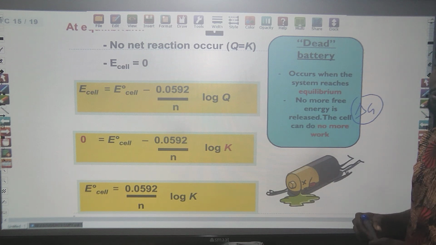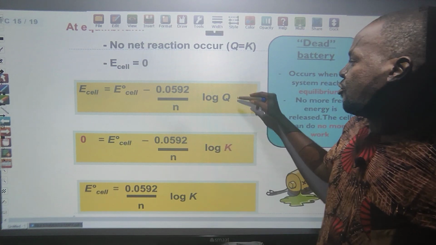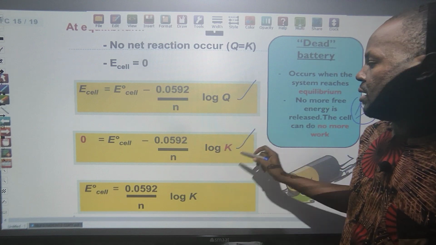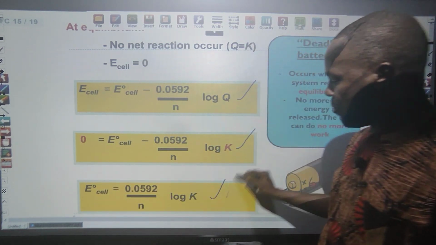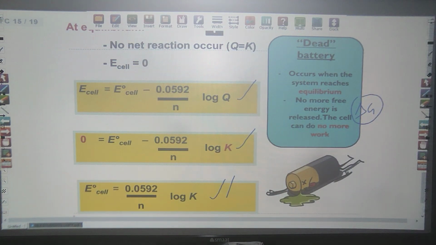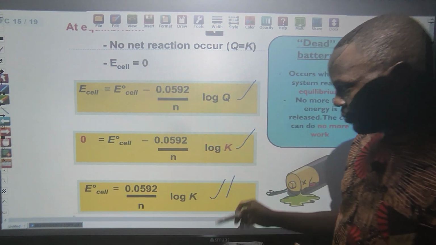There is no more work on the cell. So this is the full formula: Q turns to K, and E equals 0. On that, we can just say the application of the formula is this, because when this equals 0, what happened?